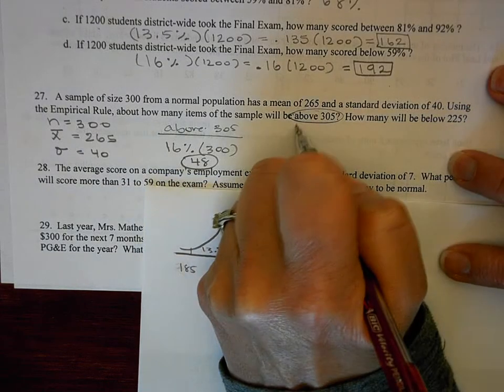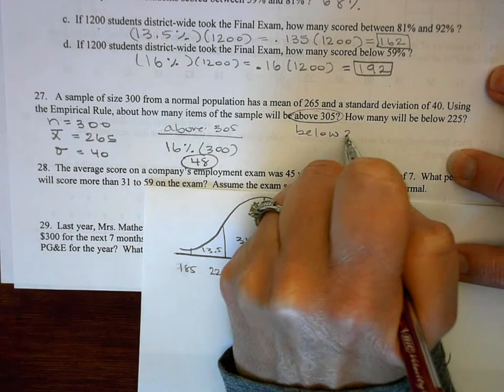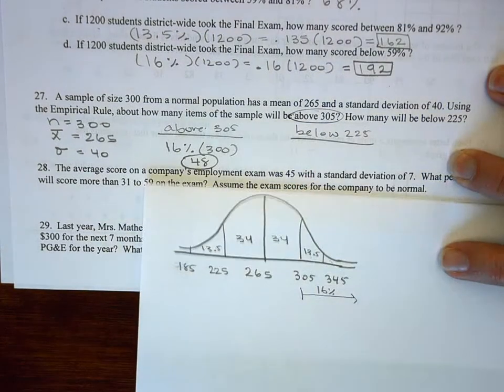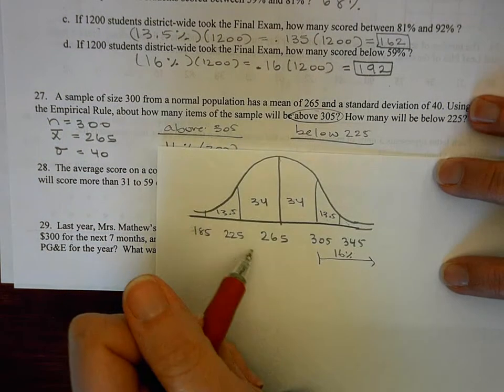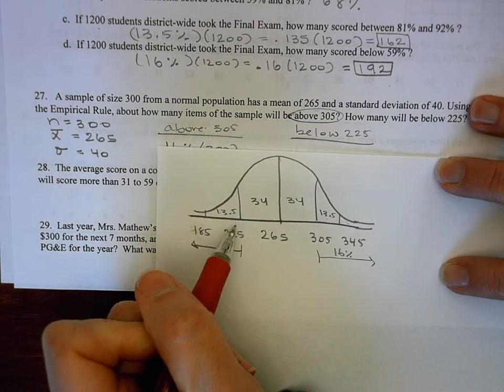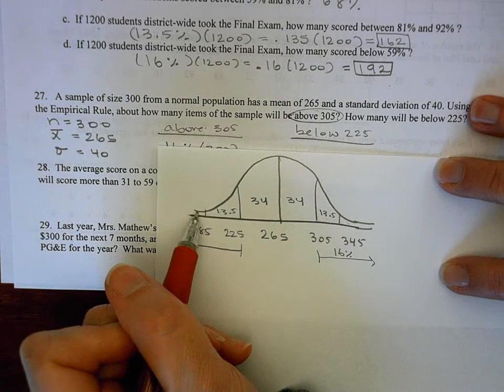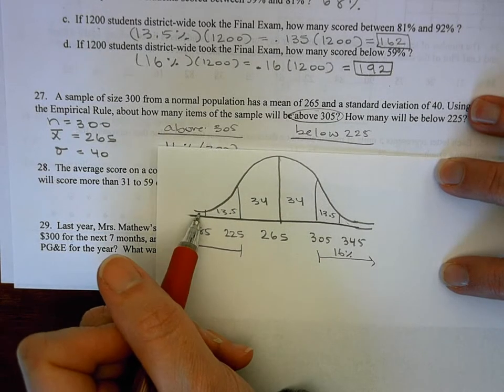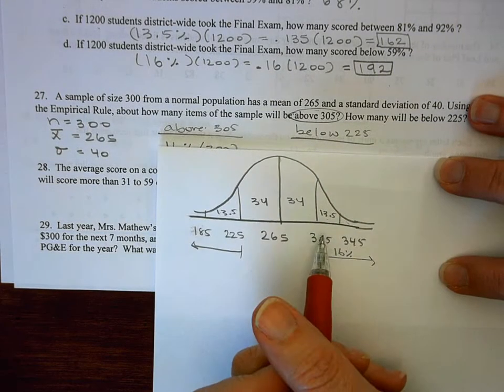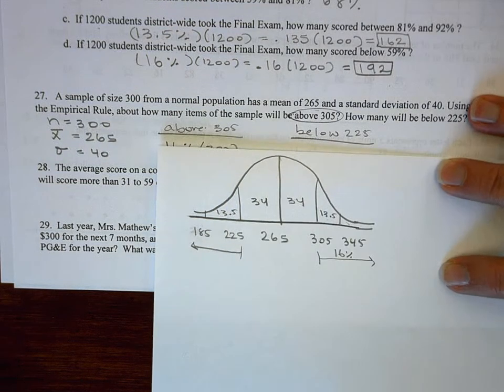So then for below 225 is right here, and so also 16%, right? So 16% of the people scored below 225 and 16% scored above 305.